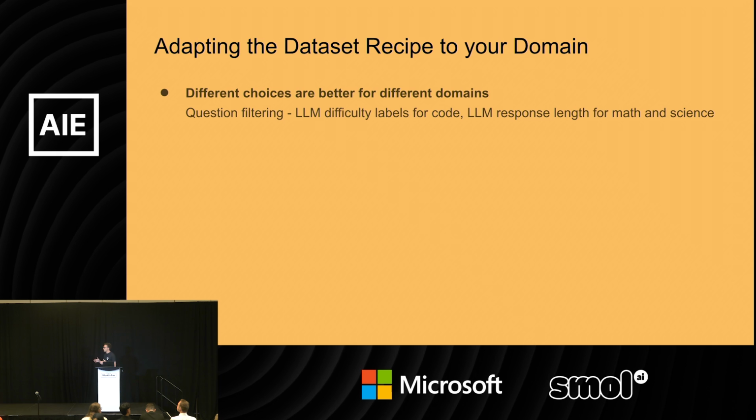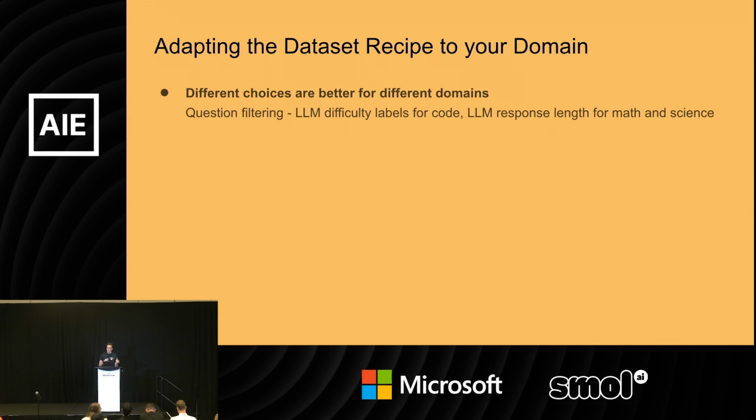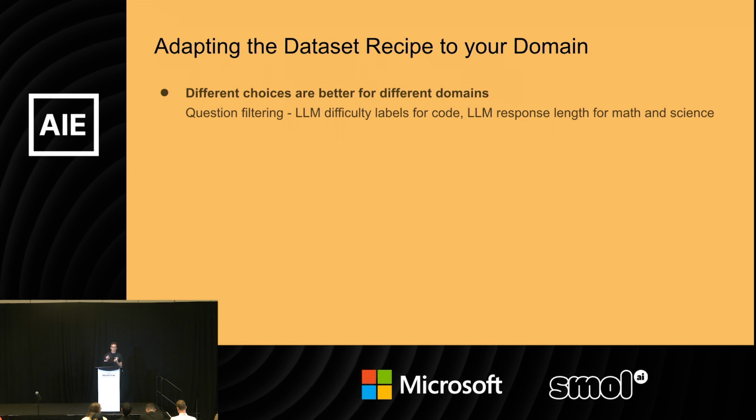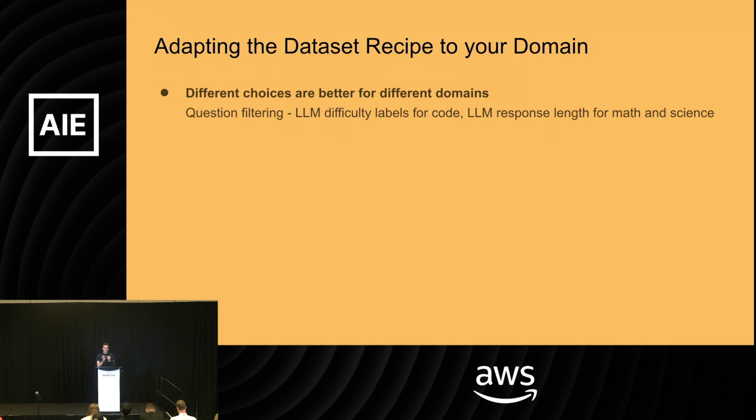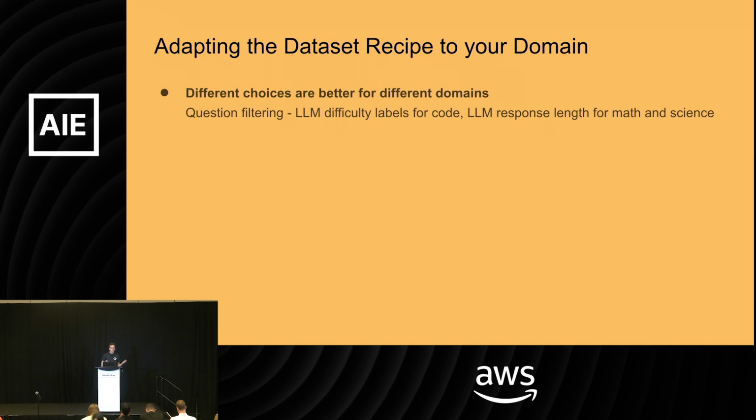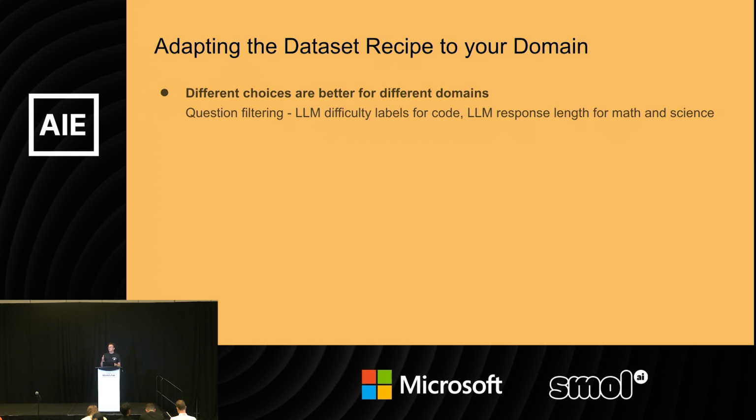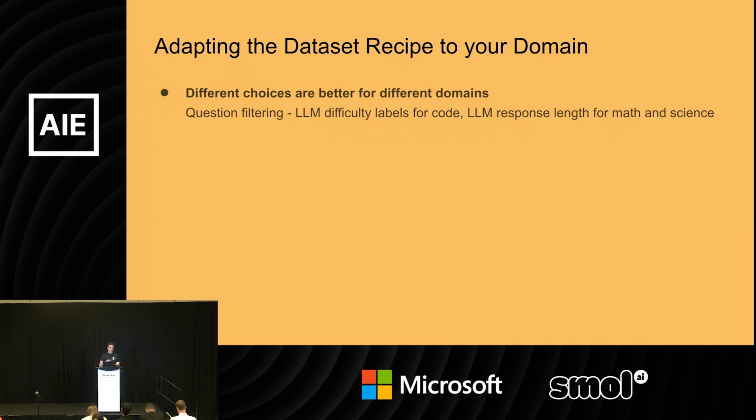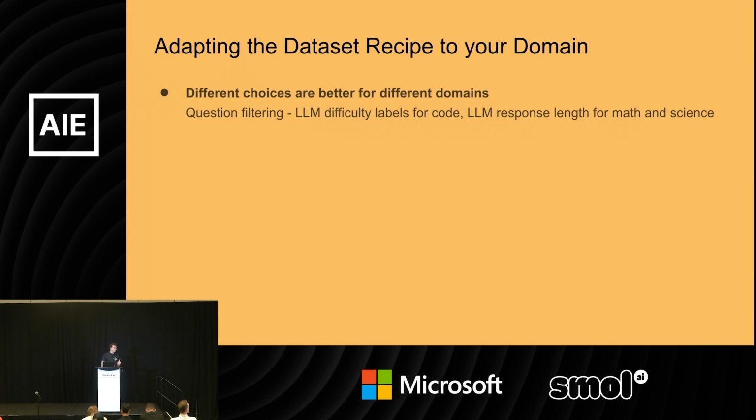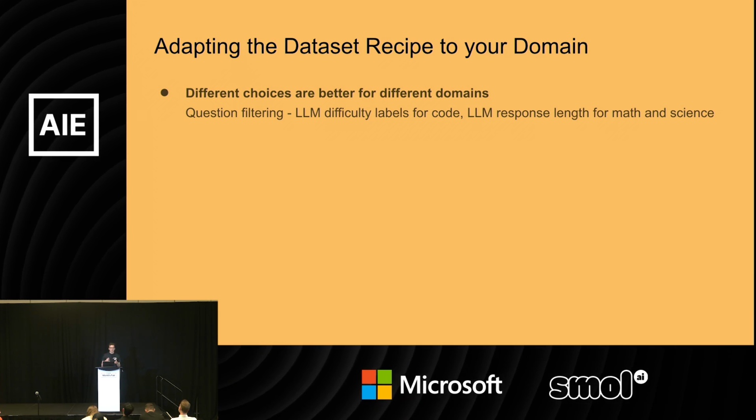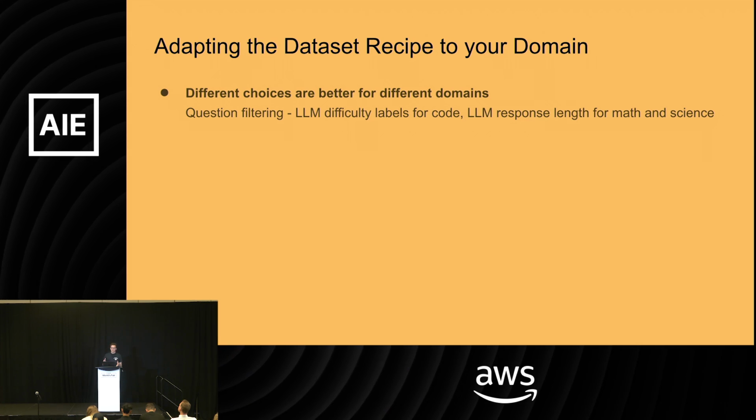So I guess the first thing I would say is be aware that based off of your domain, these exact choices might be a little bit different. I would suggest, okay, start with our recipe and then iterate on it. If you have capacity and compute, try a couple different choices for each step in the pipeline. A good example of this is we studied each step in the pipeline differently by domain. So we studied it distinctly for code, science, and math. And we saw, for example, in the question filtering, which I talked about before, using difficulty labels worked well for code questions, but for math and science, it was response length.